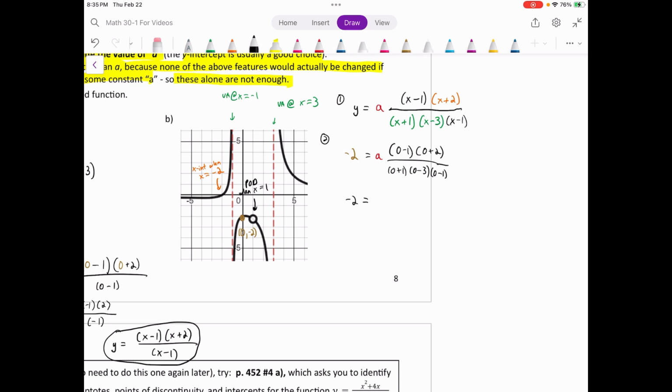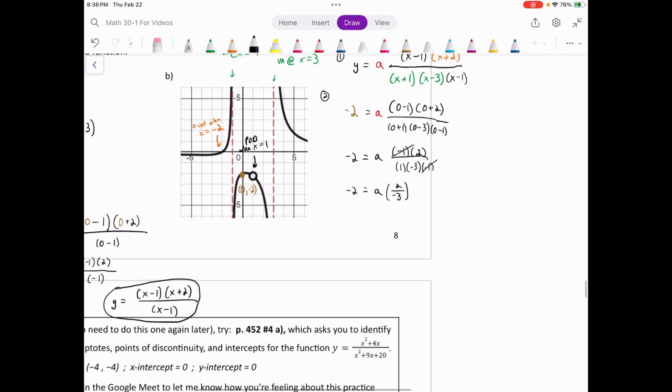So negative 2 is going to be whatever a is times negative 1 times 2 over 1 times negative 3 times negative 1. I mean, we could have done this earlier, but we can cancel out those negative 1s. So negative 2 is a times 2 over negative 3. 1 times negative 3.